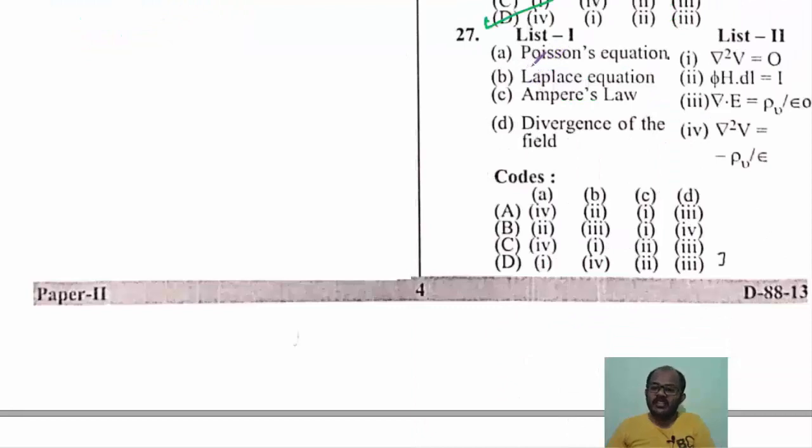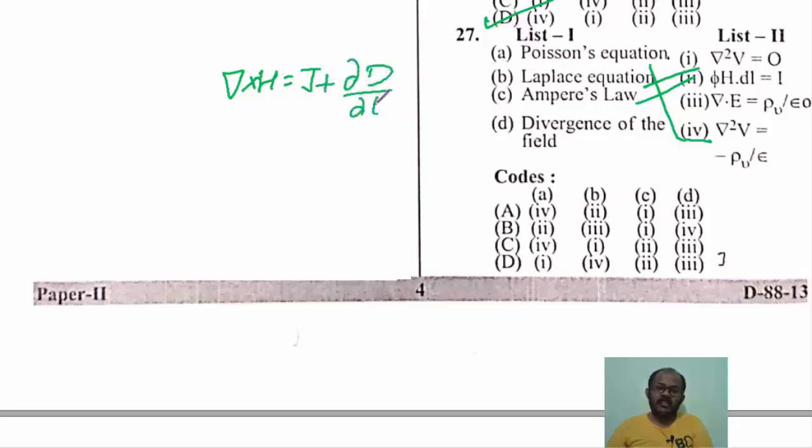27th question, match the following. On list 1 they have given Poisson's equation, Laplace equation, Ampere's law, divergence of the field. So Poisson's equation is del square V equals minus rho v divided by epsilon. When I equate this term to 0, it will be the Laplace equation. And Ampere's law is closed integral H dot dl equals I, or one more equation is curl H equals J, which is Ampere's law, and curl H equals J plus dou D by dou t, which is modified Ampere's law. So you have to remember both the point form as well as the integral form.